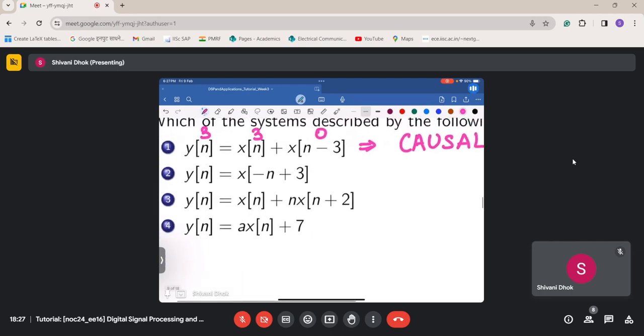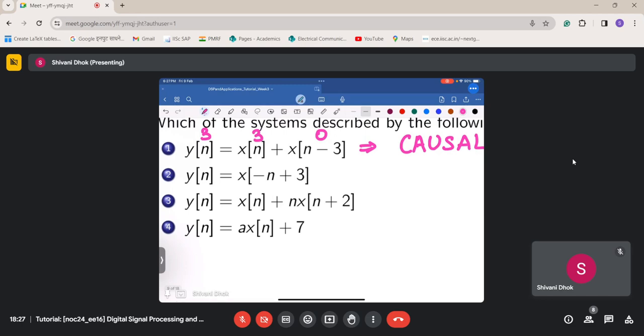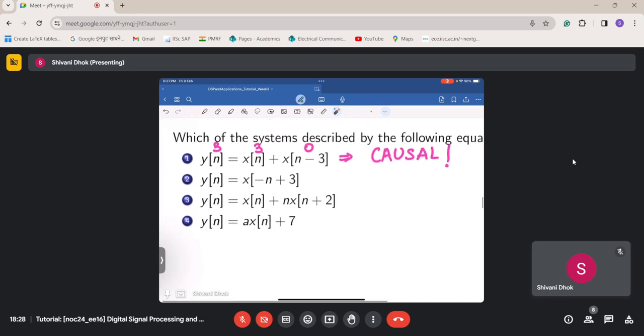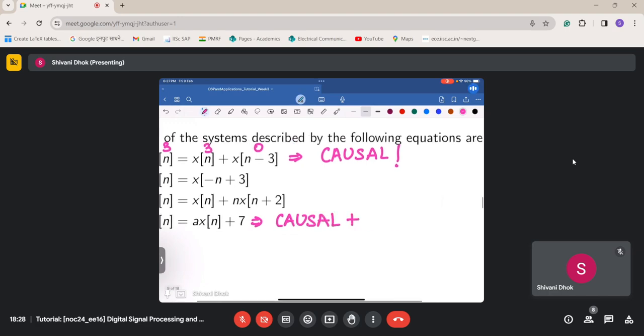What about the fourth one? This one. Is it causal? With the same logic? Yes, ma'am, this will also be a causal system. Yes, because the output is depending only on the current input. Not even past. It is depending on the current input. So this is basically causal. Also, additionally, this is memoryless.